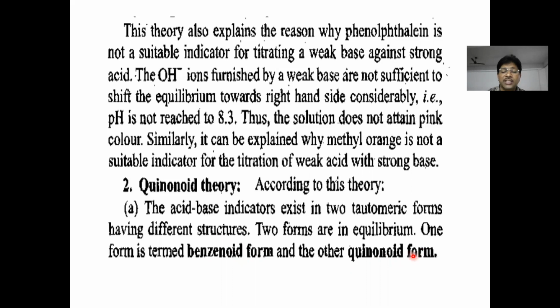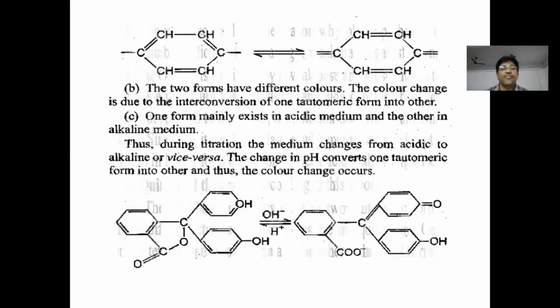Quinonoid form, benzenoid form. So how many tautomeric forms here? According to quinonoid theory, two tautomeric forms. First one is benzenoid. The second one is quinonoid. See here, this one resembles the benzene molecule, no? This molecule has a benzene structure here.